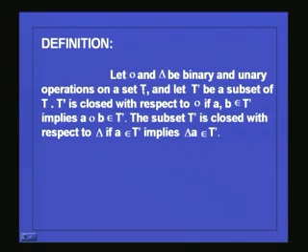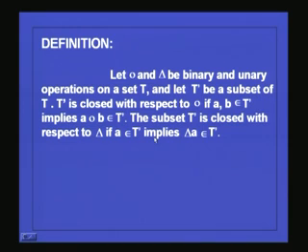You have a set T and a binary operation dot and a del, which is a unary operation. Now, take a subset of T, which is T dash. T dash is closed with respect to dot if whenever A, B belong to T dash, the operation A dot B also belongs to T dash. Then you say that T dash is closed with respect to dot. Similarly, for the unary operation, the subset T dash is closed with respect to del if A belongs to T dash implies del A belongs to T dash.